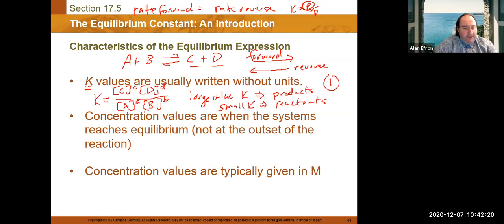Concentrations are typically given in molarity, and that's usually the unit that we use. I think I might have touched upon last time, you could also do something known as a Kp, where you use pressures. It works basically the same way. All right.